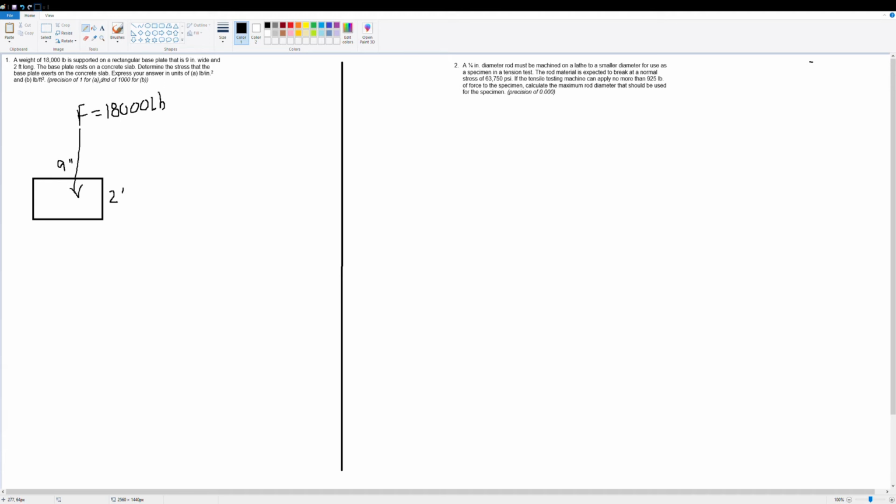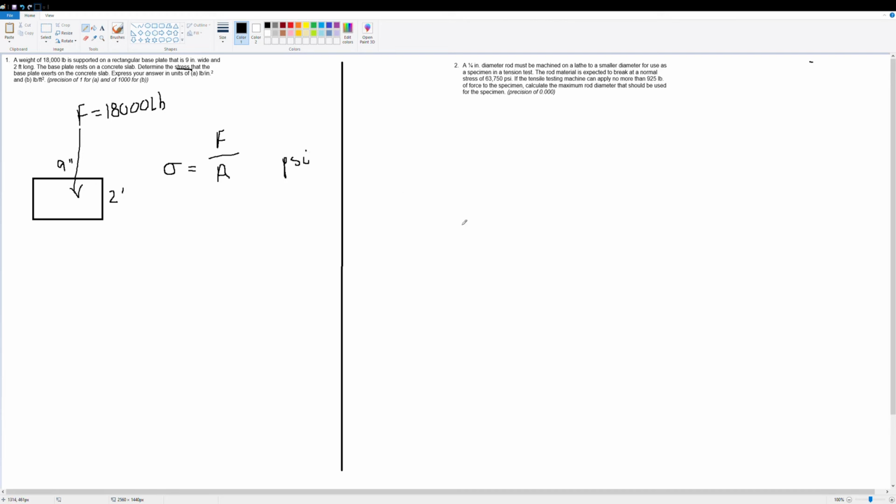It says determine the stress that the base plate exerts on the concrete slab. So I have the force being applied to the plate, and then there's a concrete slab beneath that. Here it says stress. Well, I have a stress equation. You can find it in your engineering formula sheet. I hope you've opened it up and have taken a look at it. You'll see that the stress equation is equal to force divided by area. So force that's applied over a given area. Now, in the imperial system, this is measured in pounds per square inch, so PSI.